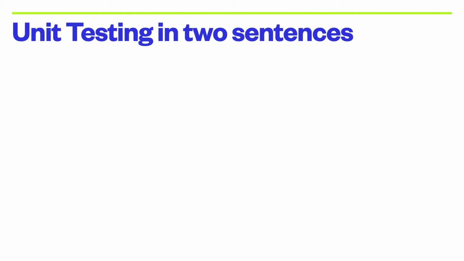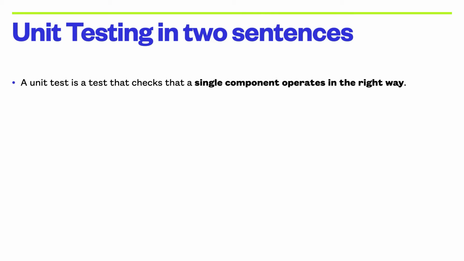So, introduction to unit testing. Unit testing in two sentences. A unit test is a test that checks that a single component operates in the right way. That's it. So you're testing a single unit. There are other kinds of testing like integration testing and user acceptance testing. So these are all different kinds of testing. But one of the types of testing is called unit testing, which tests single components or single units.